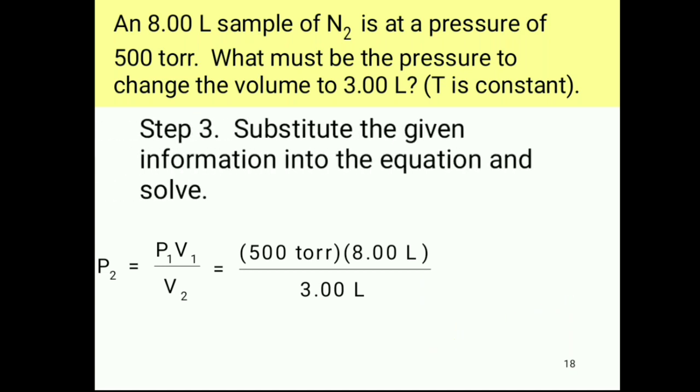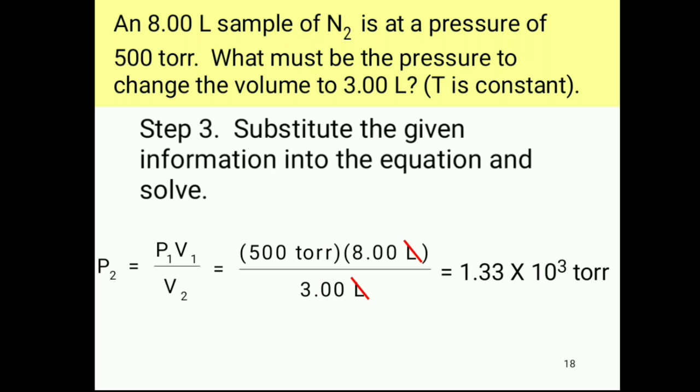Next step is to substitute the given data into the equation and solve the problem. The initial pressure given is 500 torr. The initial volume is 8 liters. The final volume, as the denominator, is 3 liters. Cancelling the same unit between numerator and denominator, liter, you will have torr as the remaining unit, which is the unit of pressure we are looking for.